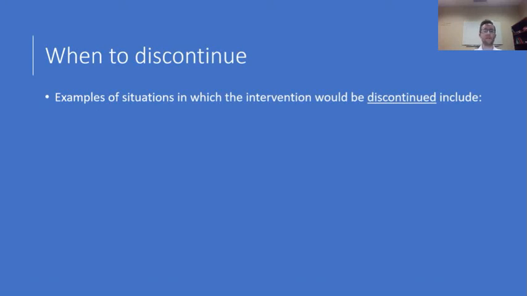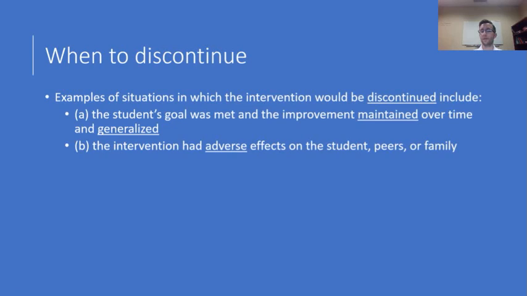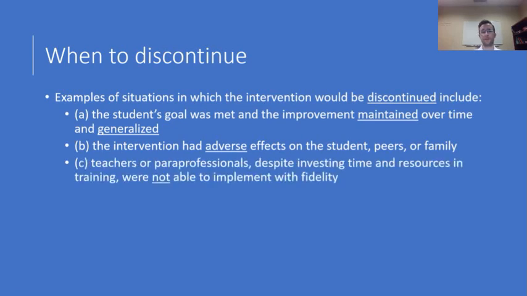And there can be a lot of different situations in which that would be appropriate. But we're just going to list a few that your textbook highlights. These are examples of situations in which the intervention would be discontinued. They include A, that the student's goal was met and improvement maintained over time and generalized. Or B, the intervention had adverse effects on the student, peers, or family.